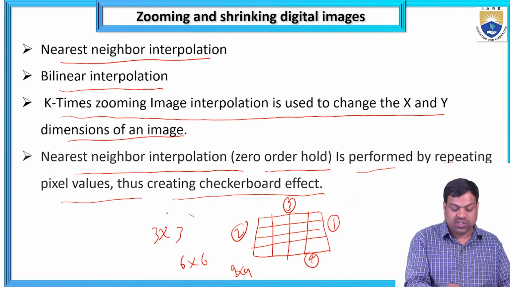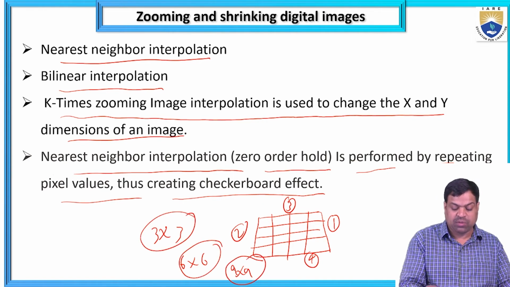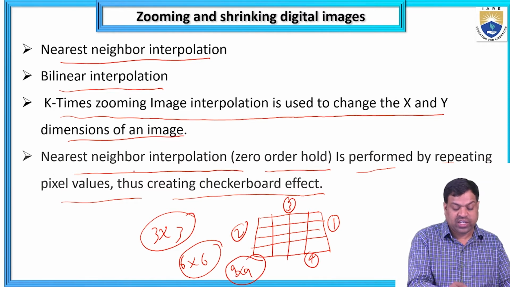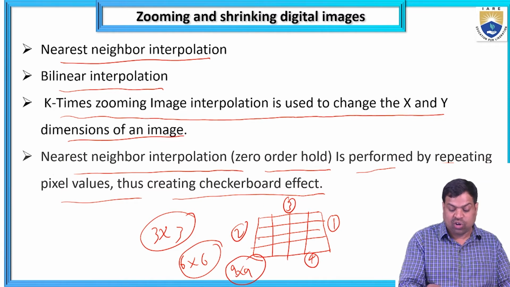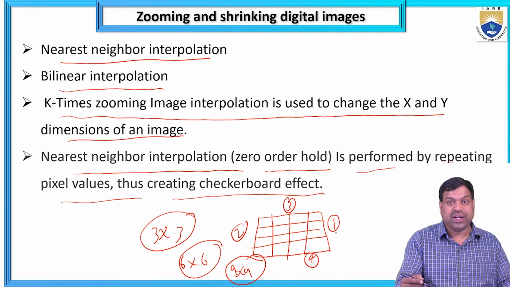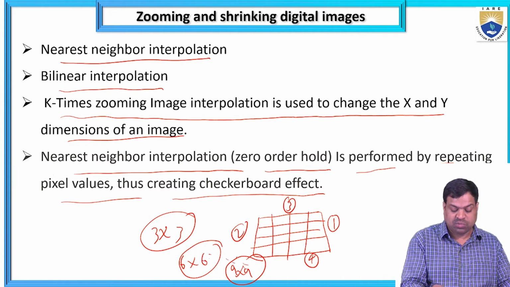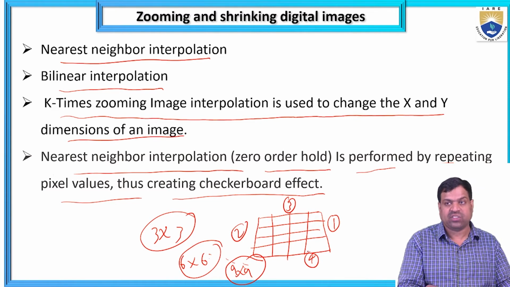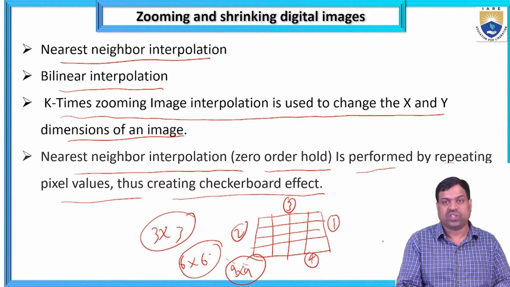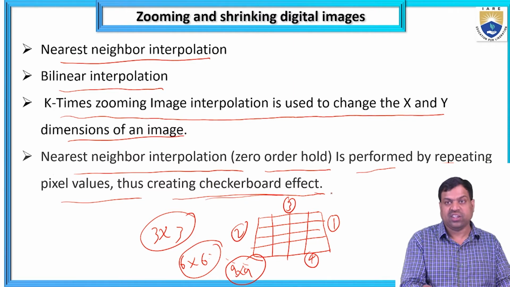So when I am increasing the pixels, the gray levels are also increasing. The nearest neighbor interpolation, zero order hold, is performed by repeating pixel values. If we are increasing the pixels, we are increasing the gray level values. The repeating values we have to take to create the new pixels. That is what creates the checkerboard effect.